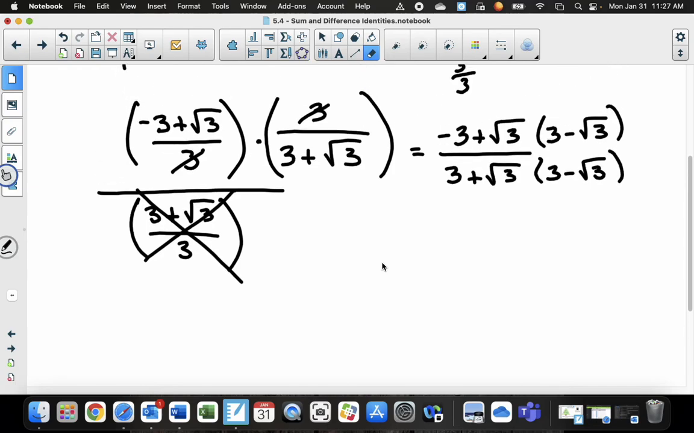Let's FOIL it out. Okay, let's multiply this out. So if I take the -3 and distribute, we get -3 times 3 gives you -9. When we take the -3 times the negative square root, it becomes a positive 3 square root of 3. Okay. If the number's not under the square root, it stays on the outside.